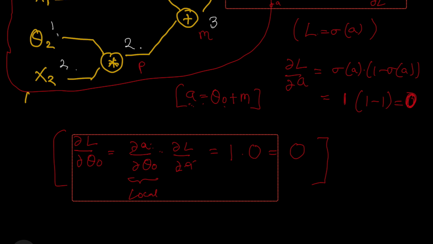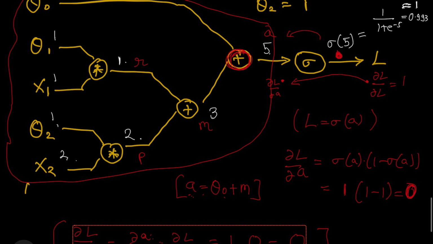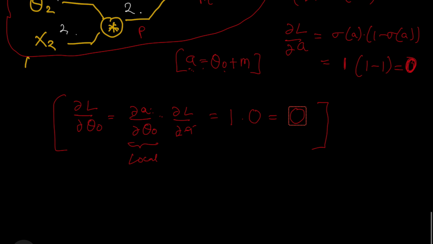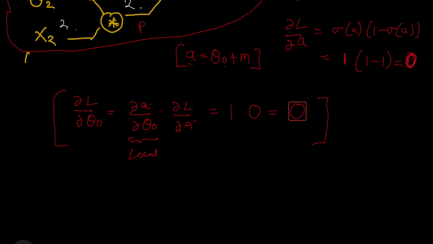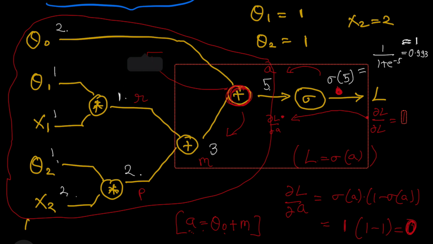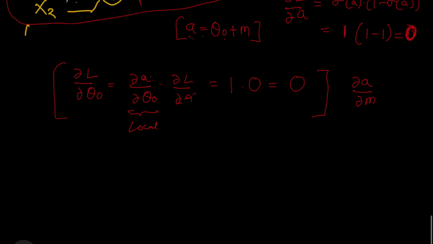I guess now you understand how I'm back propagating the loss: I was here and then I back propagated to this part. Now we can also move down. A is equal to theta naught plus M, right? So what is del A over del M? This time let's calculate the local gradient downwards, towards M. Our local gradient del A over del M would again be 1.